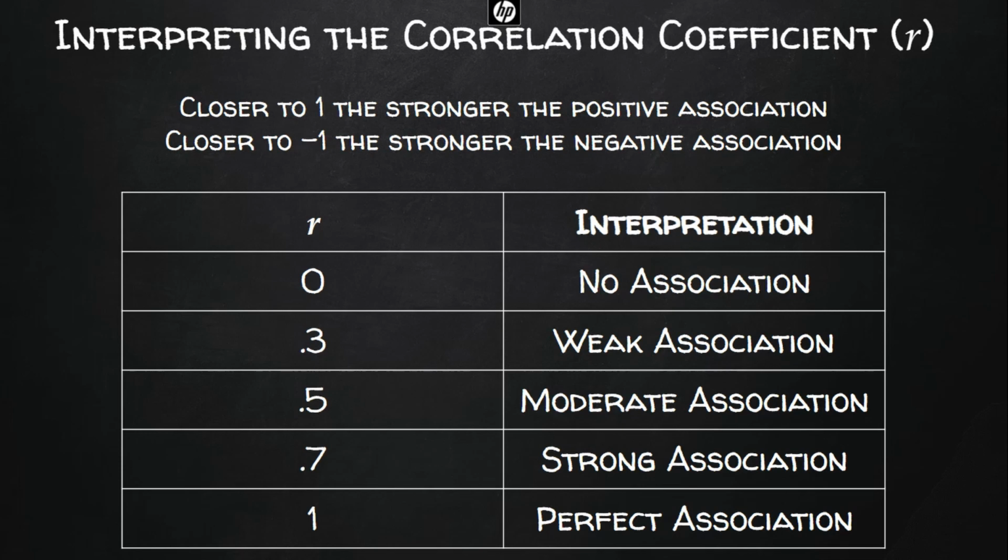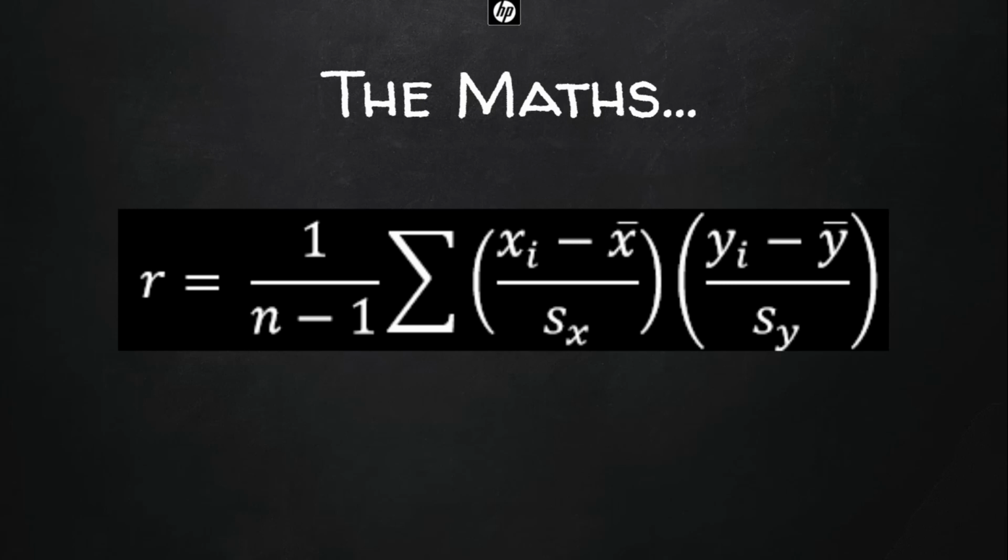At about 0.3 for an R value, we'd say there is weak association. 0.5, we'd say about moderate association. 0.7 is strong association, and then 1 is perfect association. Here is the formula for how R is calculated. You will not need to use this formula to calculate R. I just wanted to show it to you so you can see what goes into the calculations.